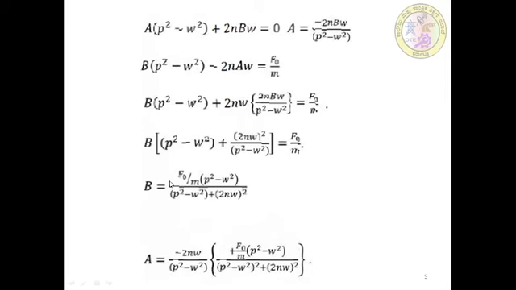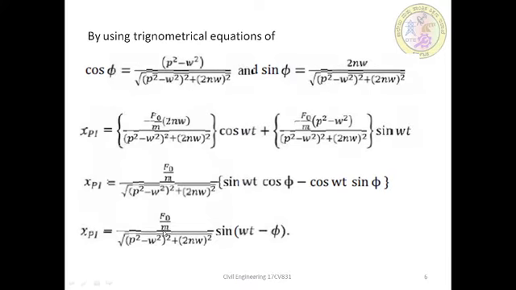So now you will have the a value, and whatever the b value is, you substitute here the a and b values. The equations we will have are called trigonometrical equations, that is a cos phi as well as sin phi, so that you will have the particular solutions. After simplification, the particular solution is F naught divided by m into square root of (p square minus omega square) whole square plus (2n omega) whole square, into sine of (omega t minus phi). So that particular solution equation is obtained.